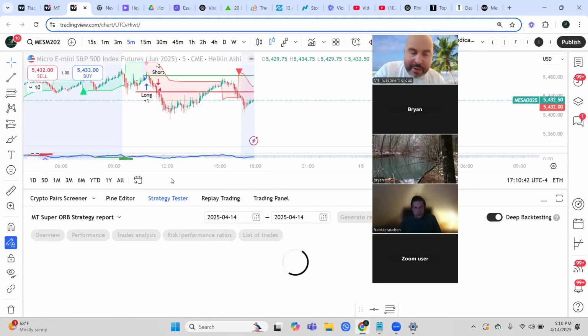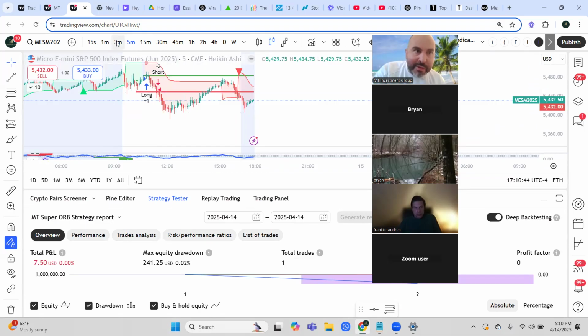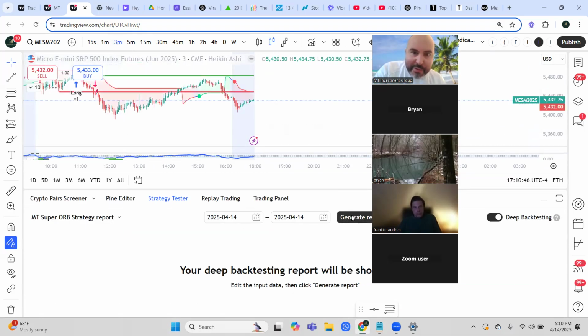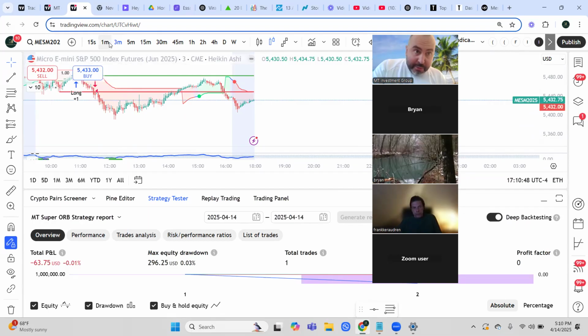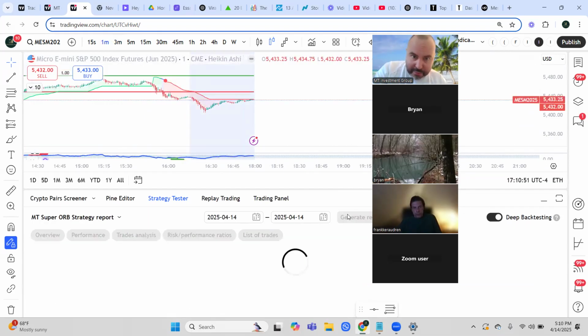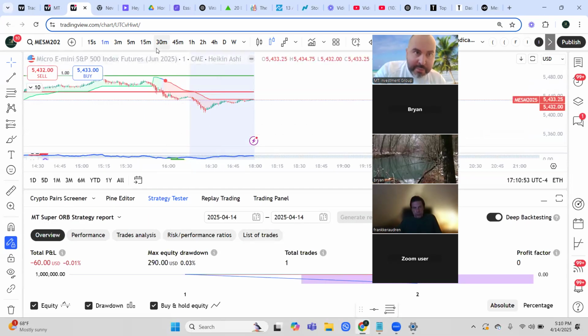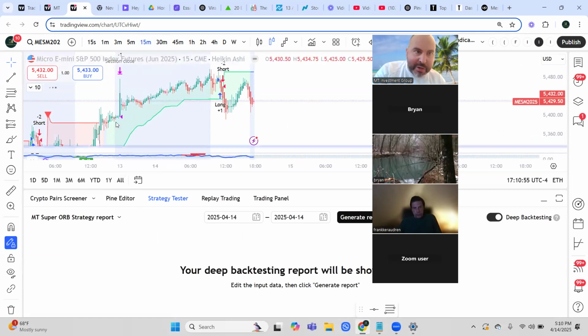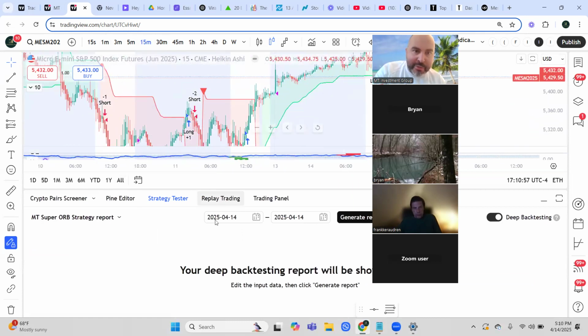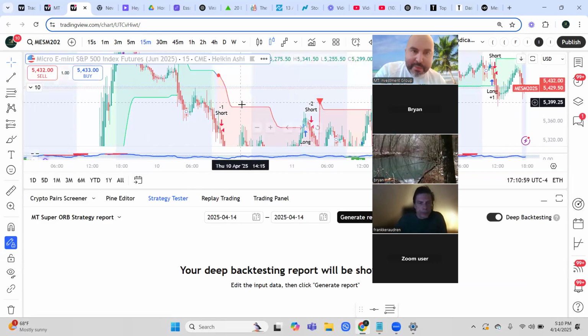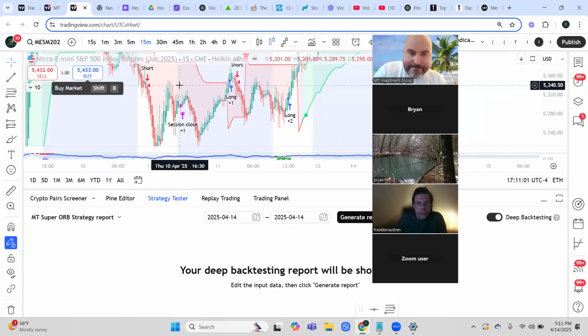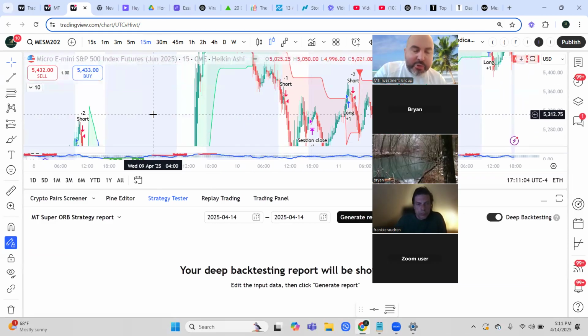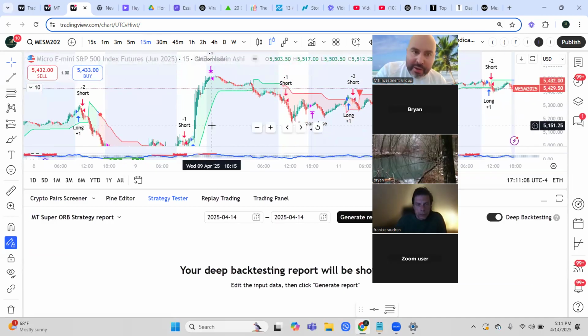Why is it not showing me data now? It's showing me on the 5 minute, 3 minute, and 1 minute. So this is what I mean by the trades don't like the shorter time frames as far as when it goes automated.